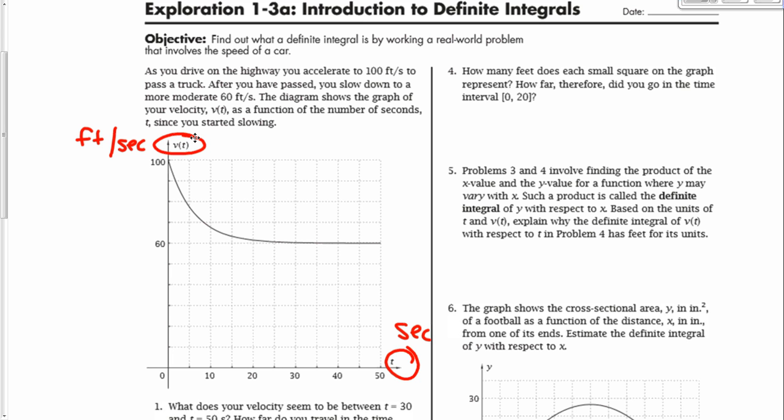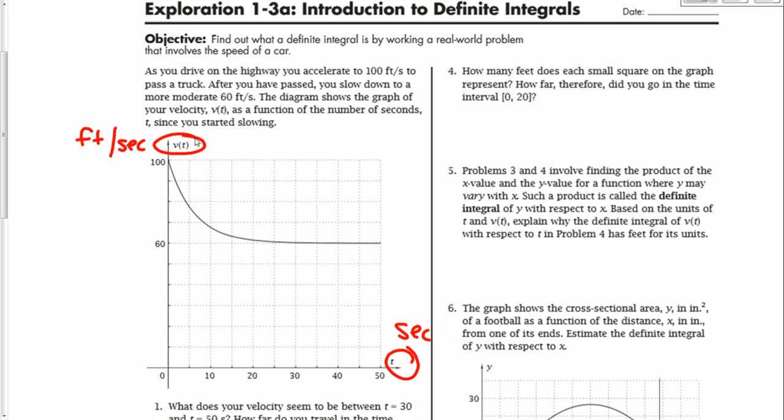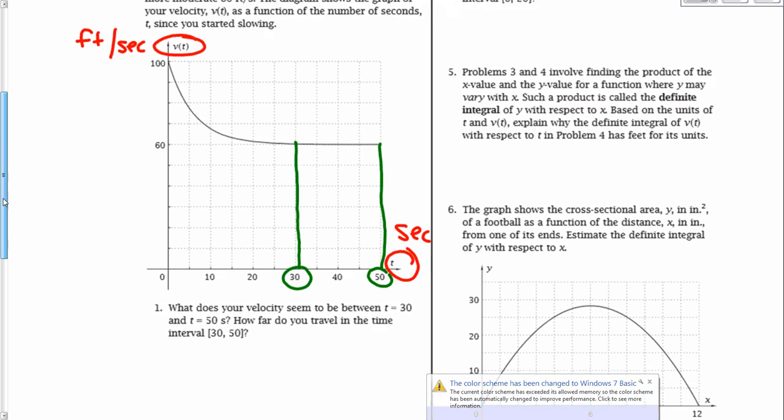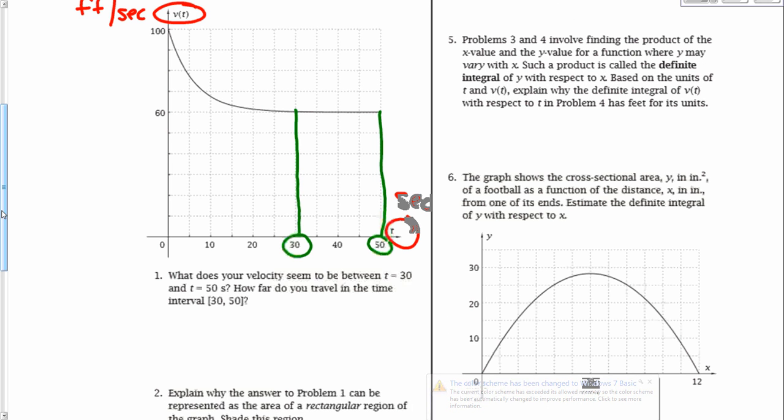We need to go ahead and start with question 1. What does your velocity seem to be between t equals 30 and t equals 50 seconds, and how far do you travel in that time interval? So when I look between 30 and 50, here's 30, and it looks like my velocity is 60, and here's 50, and it looks like my velocity is 60. Okay, so I can actually treat this not like a calculus problem. Let's treat it first like a problem we would have done a long time ago, probably in middle school.